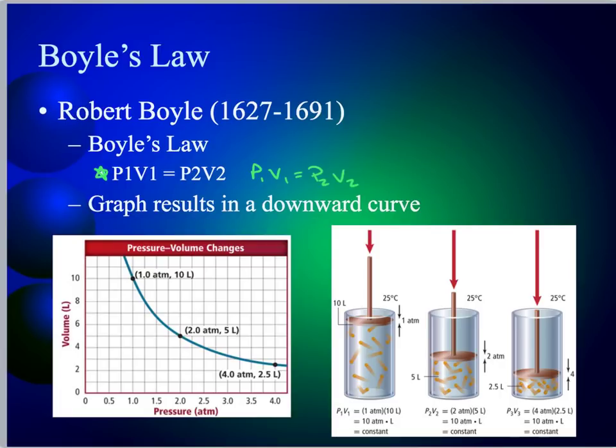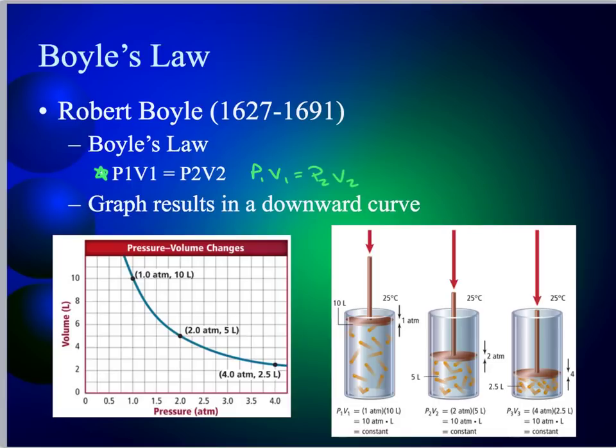Boyle's law looks like what you see right here. P1V1 equals P2V2. That is, initial pressure times initial volume equals final pressure times final volume. If you were to graph this, you get kind of a descending curve. Notice we have sort of an asymptote here on the y-axis and on the x-axis. And over here you can kind of see with this picture what's going on. This is the initial set of conditions here: 1 atmosphere of pressure and 10 liters according to our diagram.